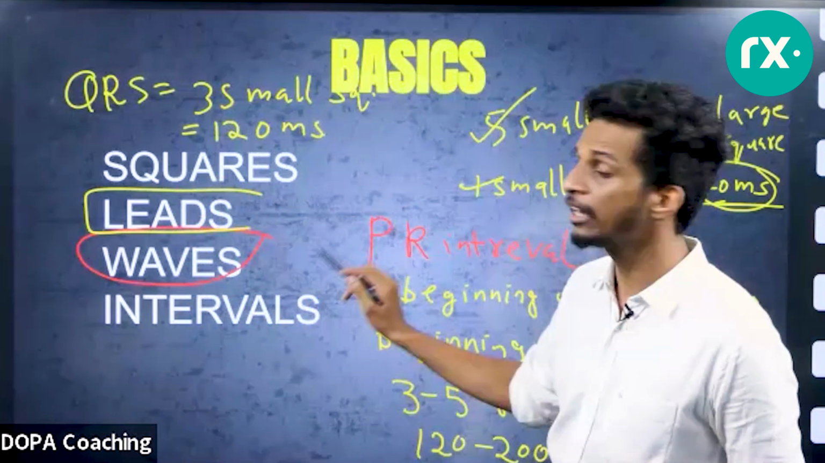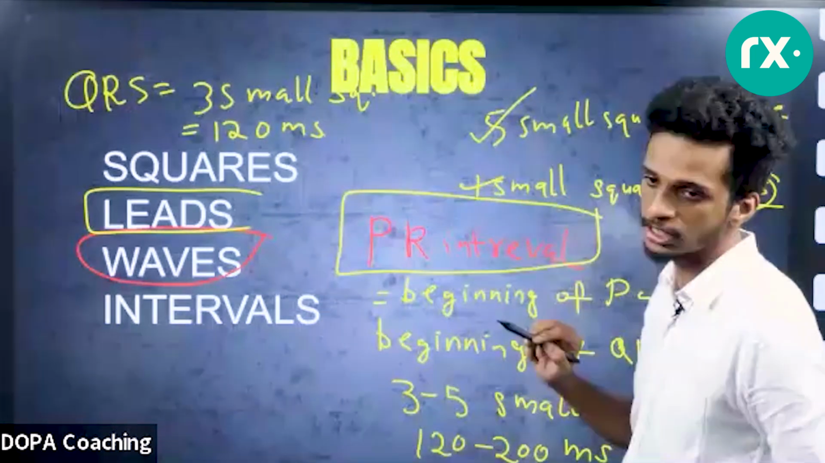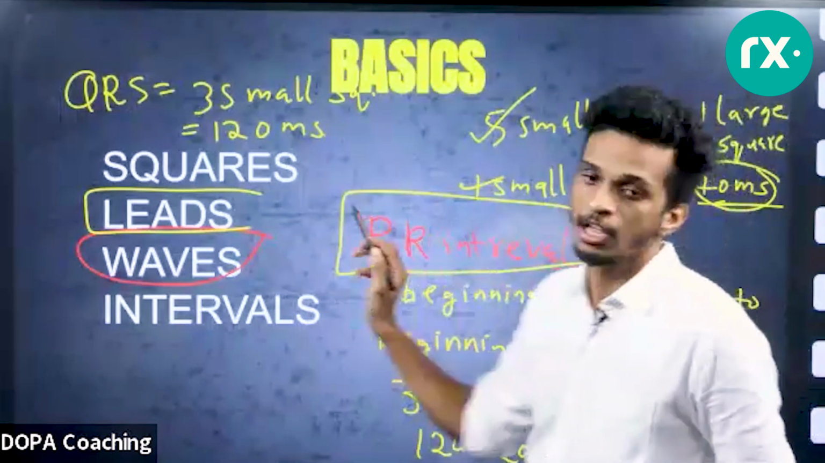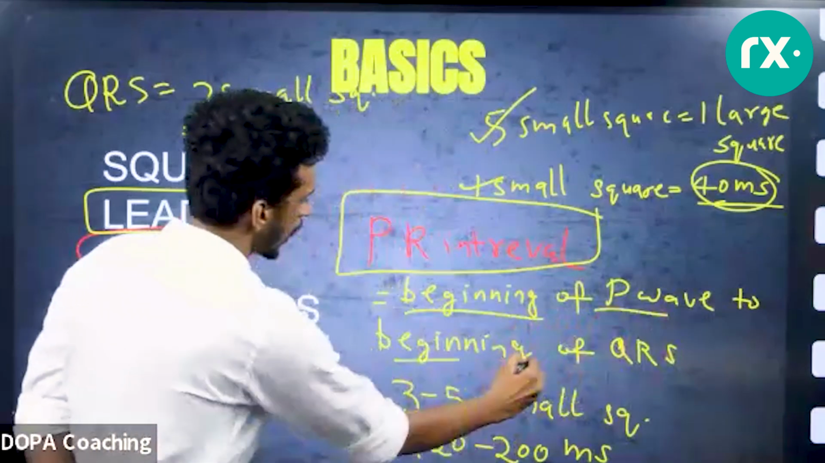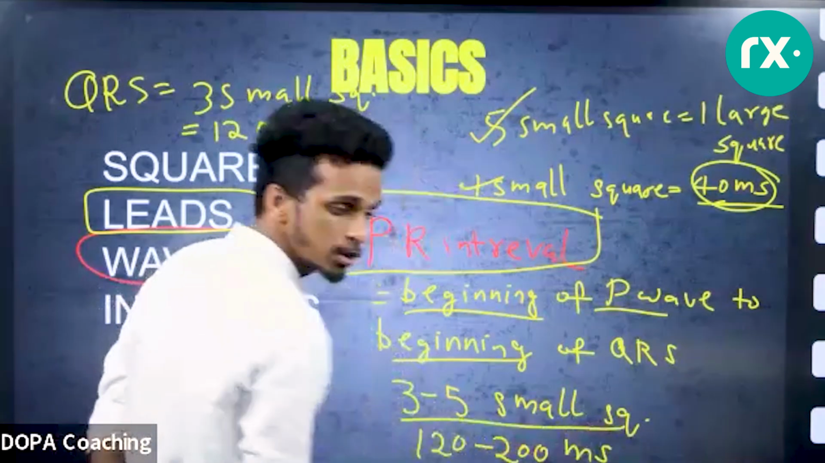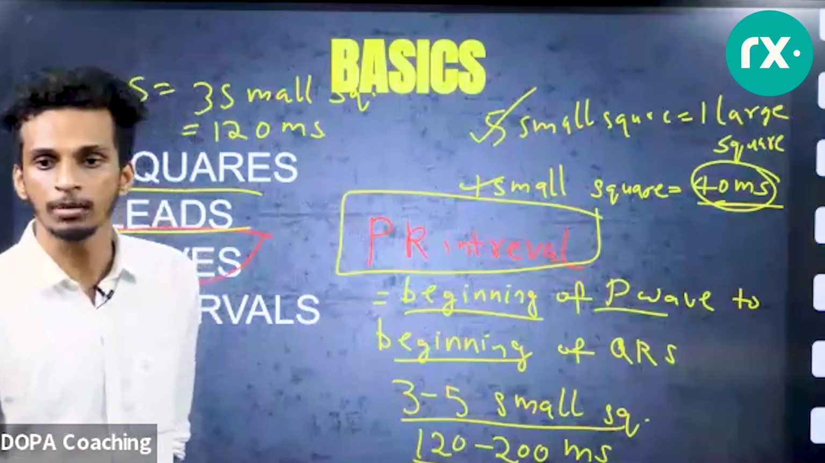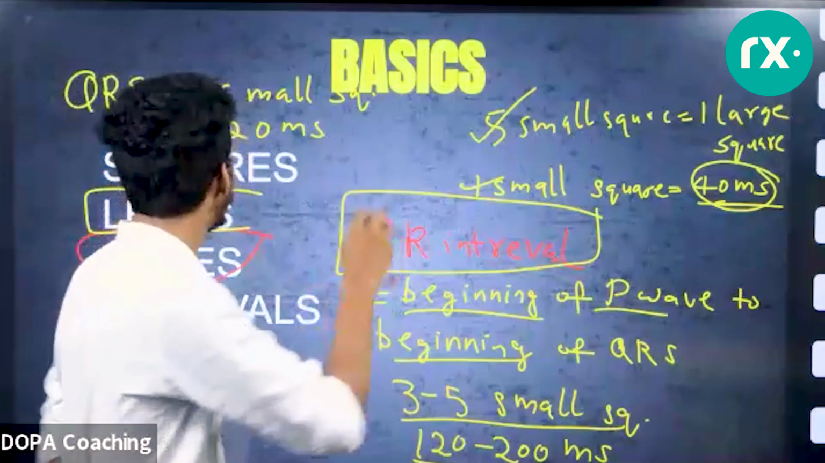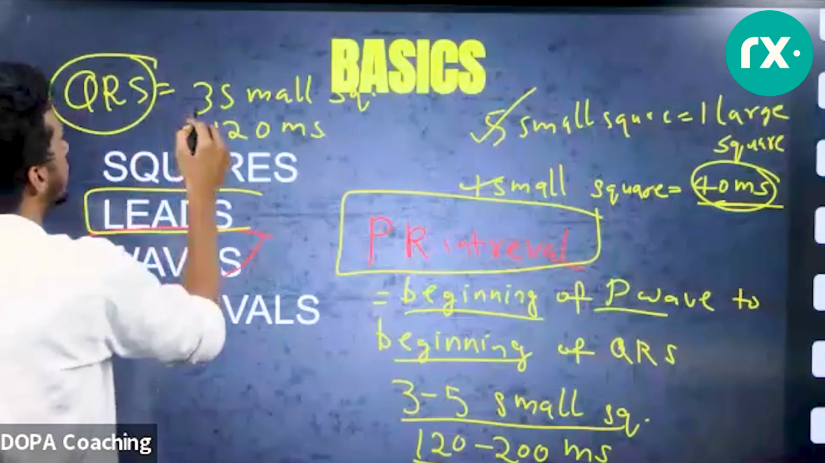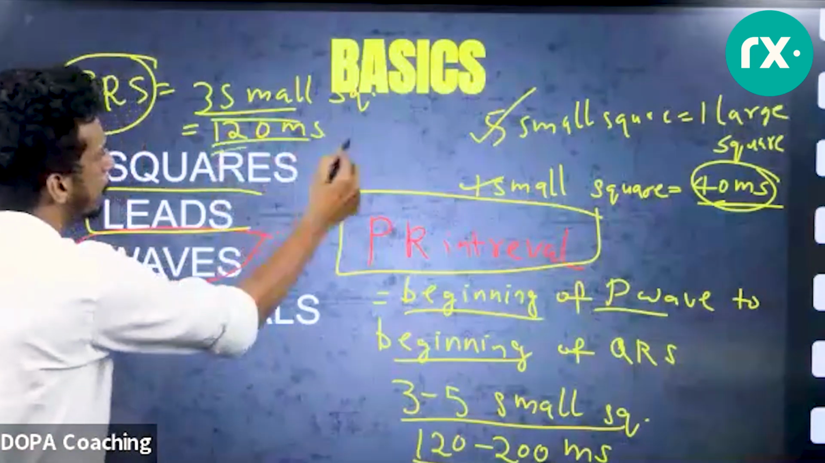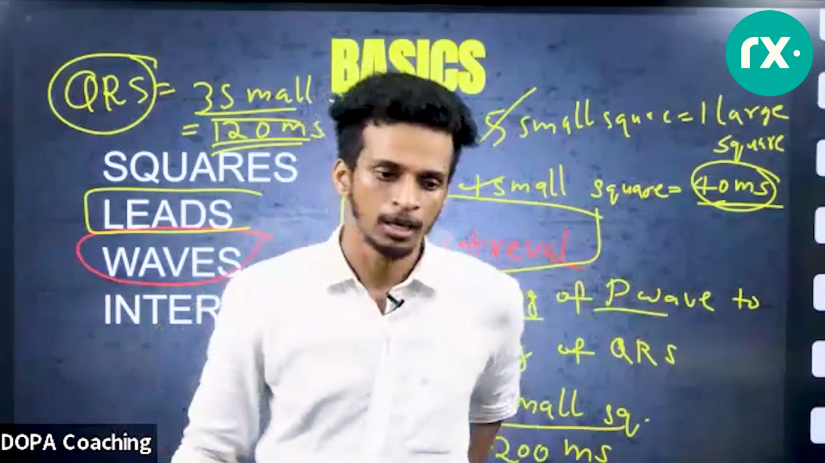Finally, about intervals, which is important. We have spoken about the two intervals or durations in ECG. One is the PR interval, which is measured from the beginning of the P wave to the beginning of QRS, and its normal length is around 3 to 5 small squares, the duration of which will be 120 to 200 milliseconds. Secondly, we have also mentioned the duration of a normal QRS, which is around 3 small squares, and its duration will be 120 milliseconds. I hope up to this point it's clear to everyone.